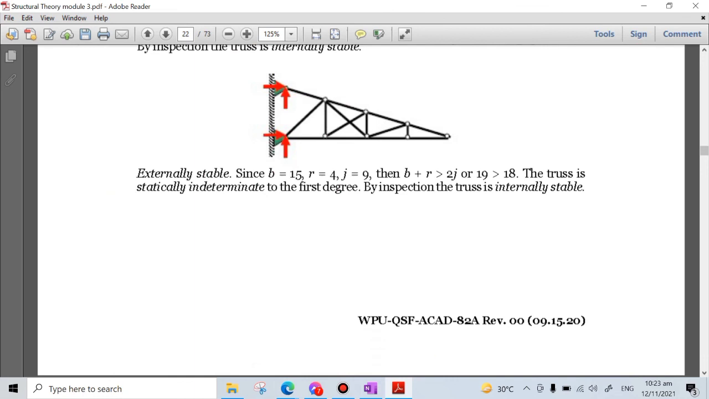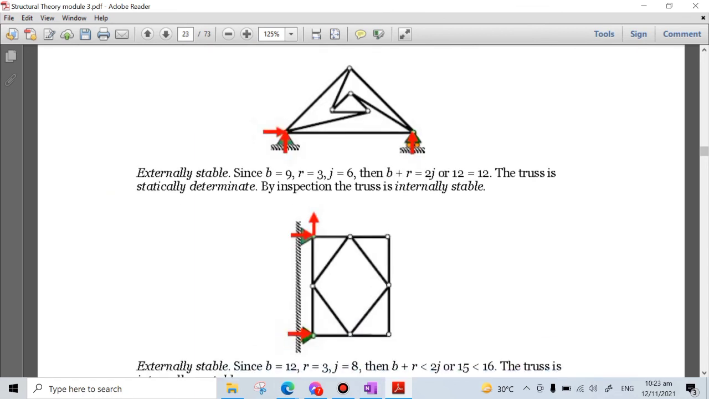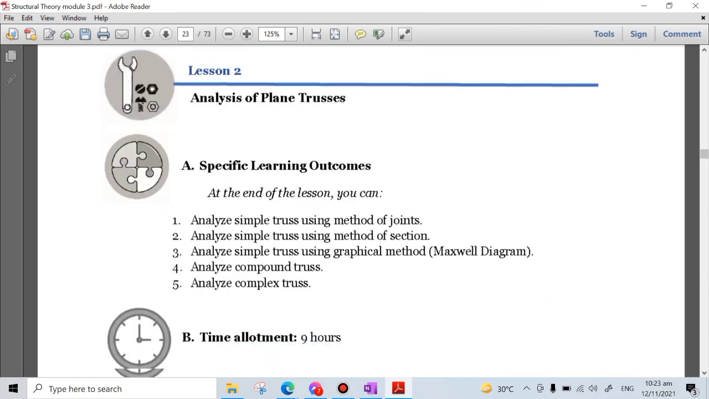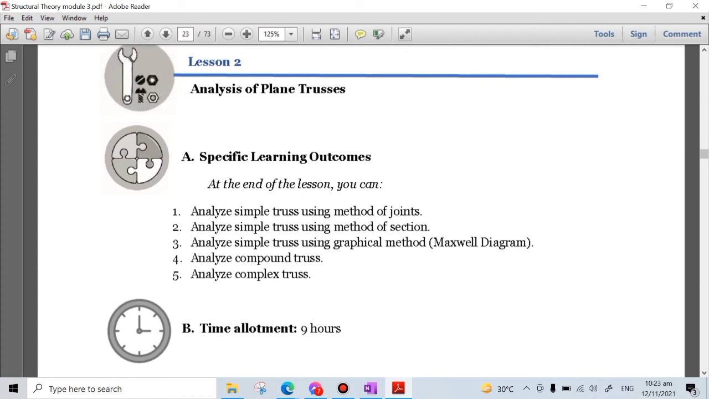So, ito na yung solution. Tapos na natin. Ayan. So, lesson 2 na tayo.